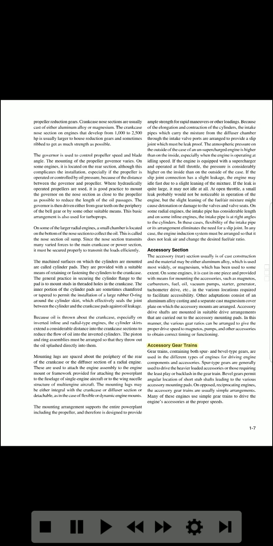Accessory gear trains. Gear trains, containing both spur and bevel type gears, are used in the different types of engines for driving engine components and accessories. Spur type gears are generally used to drive the heavier loaded accessories, or those requiring the least play or backlash in the gear train. Bevel gears permit angular location of short stub shafts leading to the various accessory mounting pads. Unopposed, reciprocating engines. The accessory gear trains are usually simple arrangements. Many of these engines use simple gear trains to drive the engine's accessories at the proper speeds.